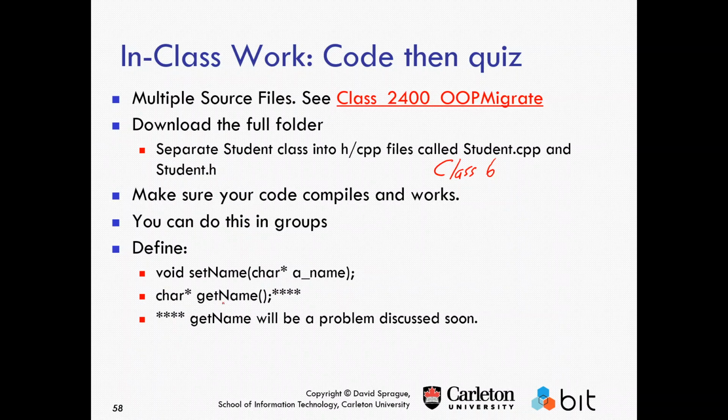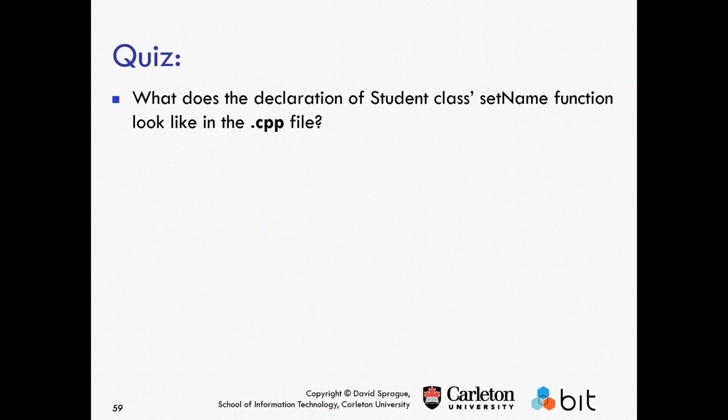Because what I want you to do after that, once you're finally done implementing this, the quiz will be: what is the CPP file's version of set name? What does it look like? If I implement that function in student.cpp, what does the top line look like? It should say Student, colon colon, that sort of thing, right? What does the function set name look like in the CPP file?